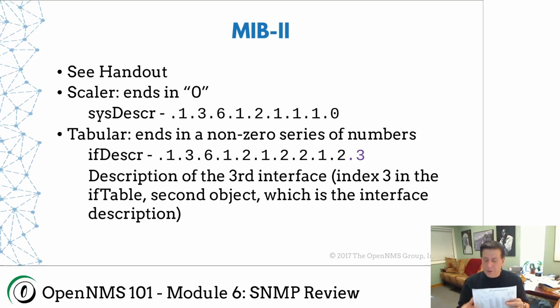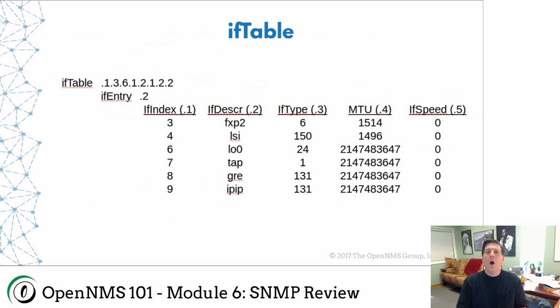Now this is important, so I actually did an SNMP walk on my Juniper switch, and this is what I came up with. So again, remember, IF table is .1.3.6.1, ISO, org, Department of Defense, internet. .2.1, MIB2.